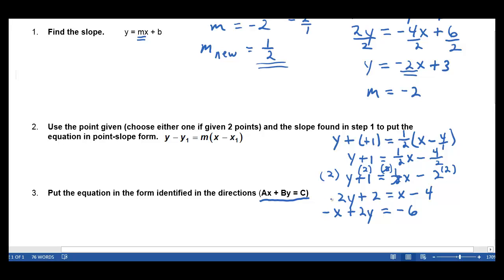Since my leading coefficient is negative, I'm going to multiply the whole equation by -1. This will change the signs for each term. So now this becomes a positive x minus 2y equals -1 times -6 is a positive 6.